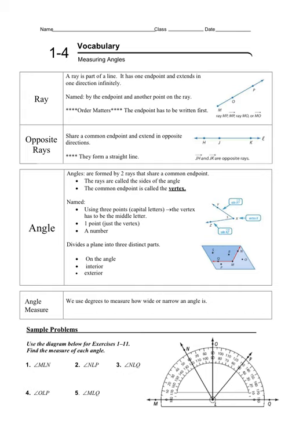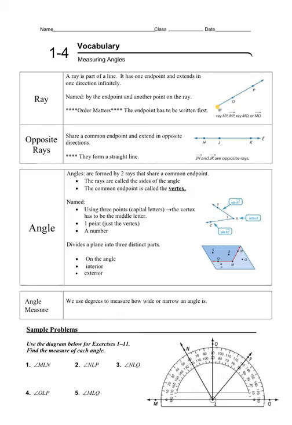So a ray is just part of a line. It has one endpoint and extends in one direction infinitely. So it means it goes on and on forever in one direction. It's named by the endpoint and one other point on the ray. So if I look at this picture, the endpoint would be M, and then I would need one of these other points, so O or P.